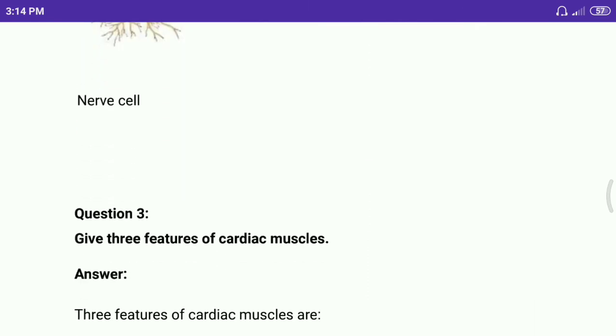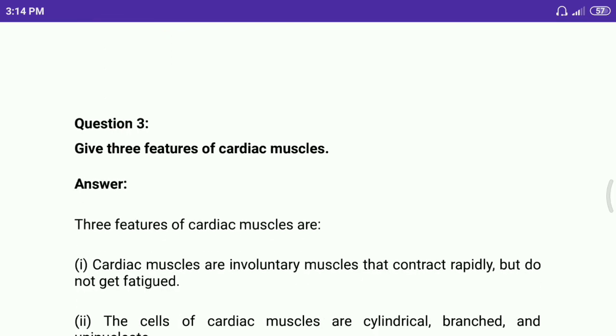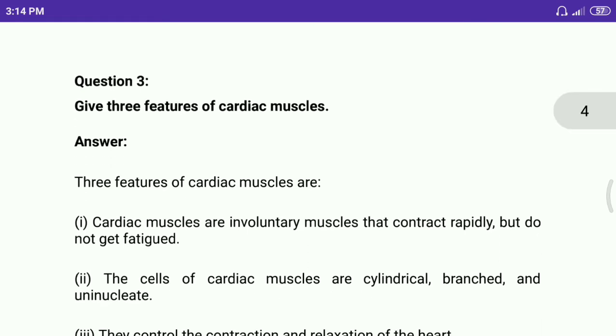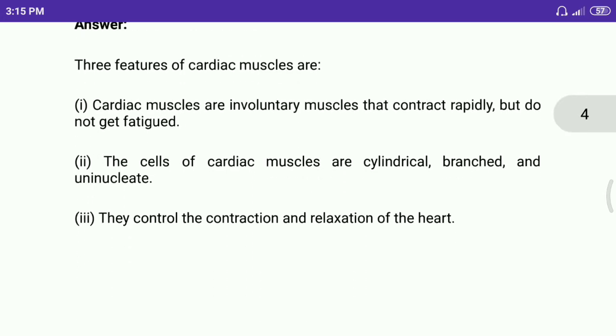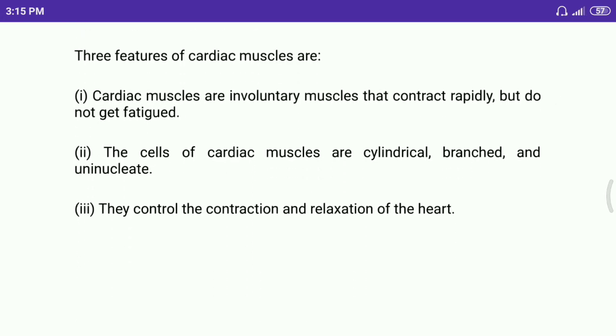Third question: give three features of cardiac muscle. Answer: three features of cardiac muscle are: first, involuntary muscles that contract repeatedly and do not get fatigued. Second, the cells of cardiac muscle are cylindrical, branched, and uninucleate. Third, they control the contraction and relaxation of the heart.